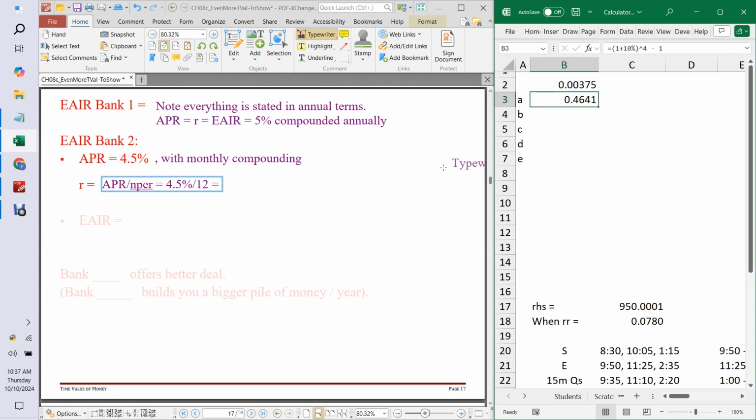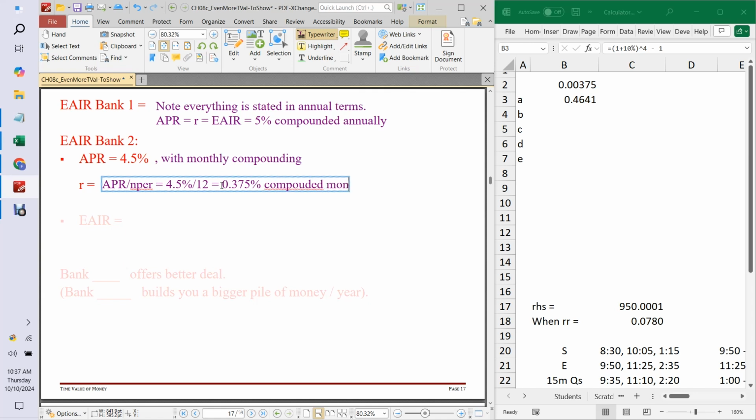Okay, so it's 0.375% compounded monthly. So bank two, what they're really offering you is every month you're going to get 0.375% interest. And there's nothing wrong with that, that's fine. But we want to compare it to bank one, right? So what do we got to do? Get the equivalent annual, see how much interest you'd earn over a year, yeah.